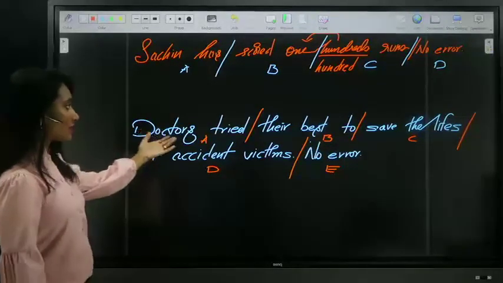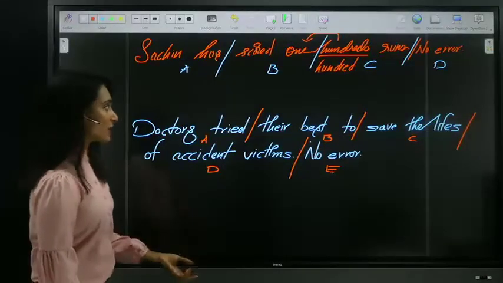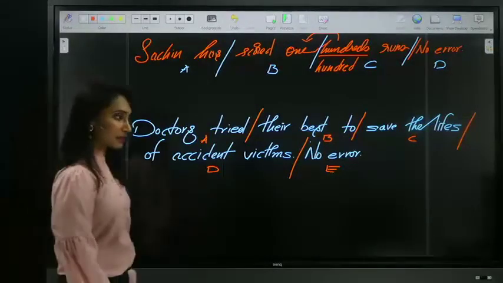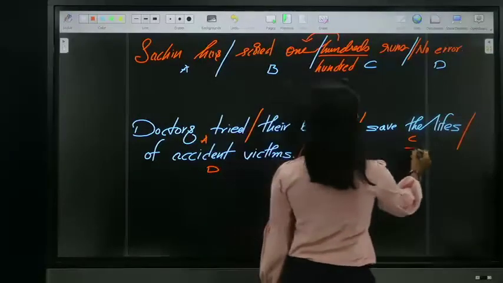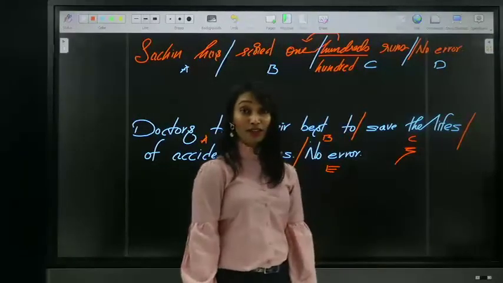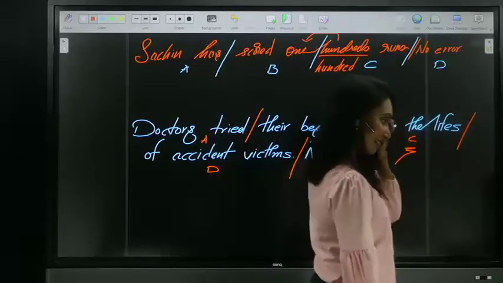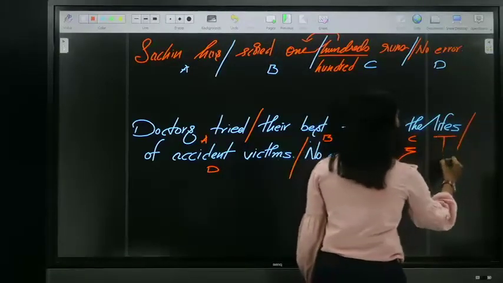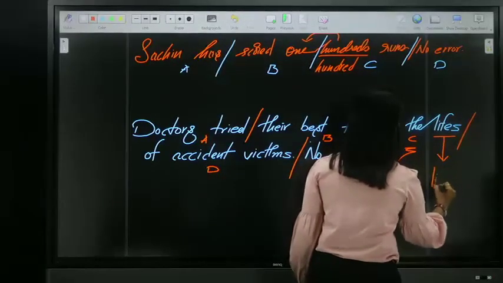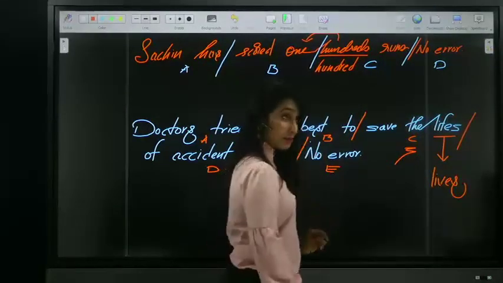So, what is the error in this sentence? Doctors tried their best to save the lives of accident victims. So, the answer Swapna has given is C, but why? I want an explanation. You have to give the correct answer. Right, Angela? It is C, and the answer is lives. Did you remember that, right?